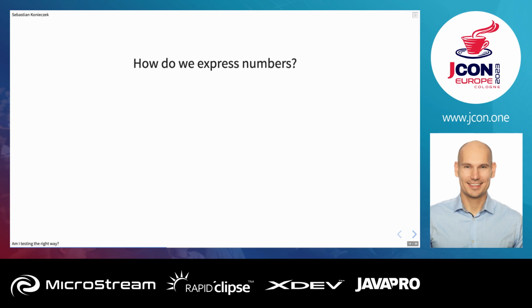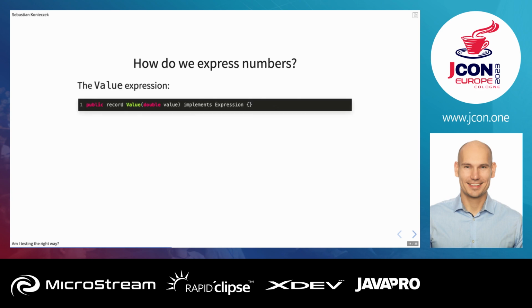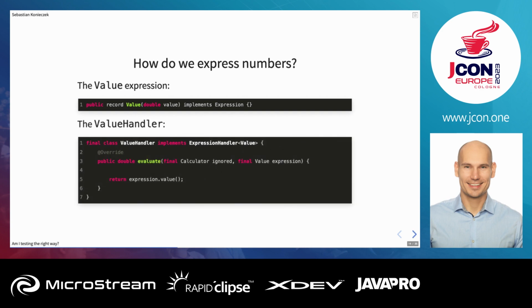And next is, how do we express numbers? So we saw the value expression before at the interface. There's a value expression, and it looks like this. The value expression simply holds a numeric value, and the respective expression handler then simply returns this value. So this is, so to speak, a constant expression, and all the leaves of the arithmetic tree should be of the type value.